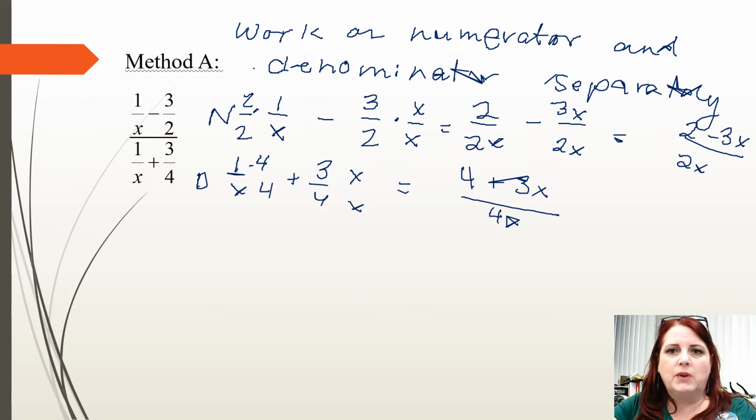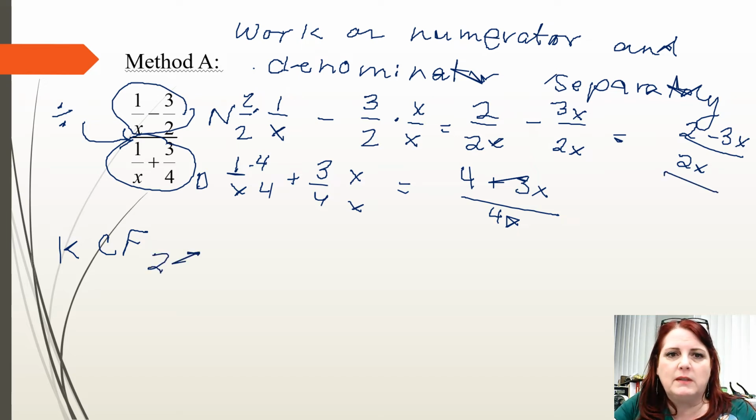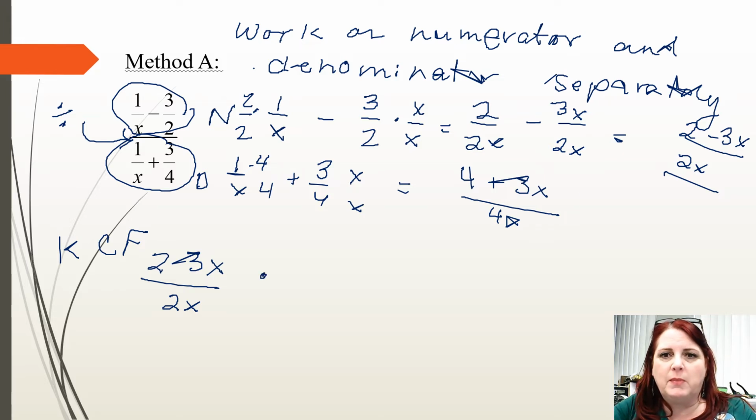Then we're going to think of this as a division sign. So this is being divided by that denominator. Now we're going to keep, change, and flip. So we'll keep this one, 2 minus 3x over 2x, change it to a multiplication, and flip this one. So we'll have 4x on the top, and 4 plus 3x.